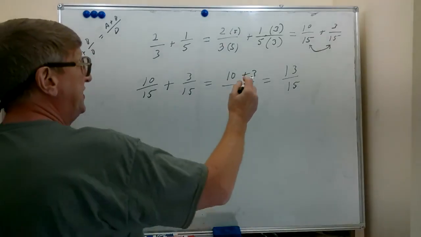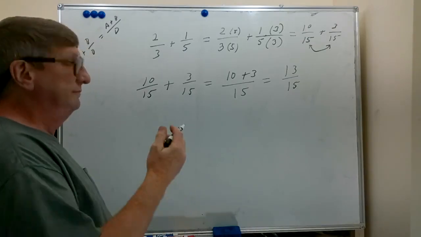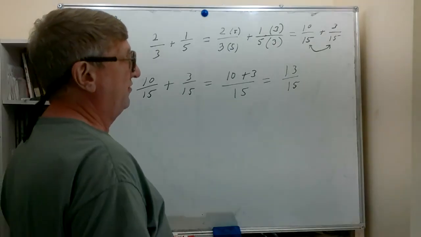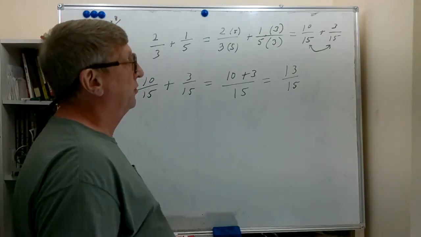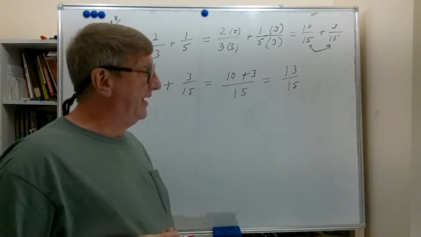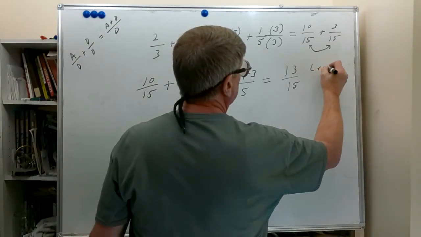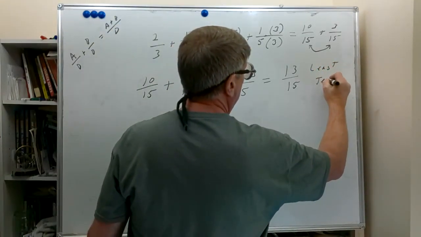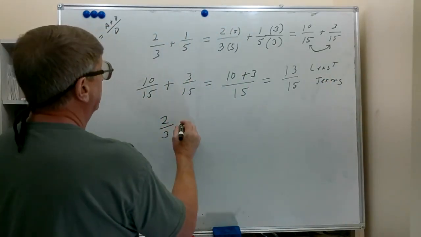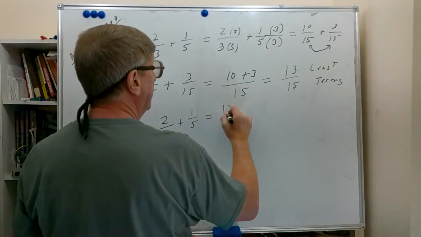And you may recall that 13 is also a prime number. So the only factors are 1 and 13, and the factor of 1 helps us none in reducing a fraction. So we're interested in the factor of 13. Is 13 a factor of 15? No, it is not. So we are in lowest terms here. And we have concluded that 2 over 3 plus 1 over 5 is equal to 13 over 15.